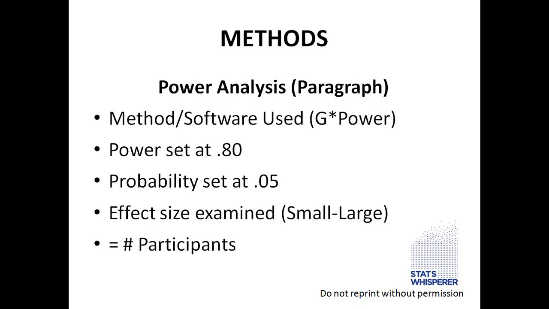And we talked about right before how power has to be at least 80%, so power is set at 0.80. The probability has to be set at 0.05, usually, or even below sometimes. And then we have to specify our effect size, whether small, medium, or large. And those, all put into G-Power, will tell us the number of study participants needed. So it's just fine to state each of those facts and say the resulting number of study participants needed was blank.